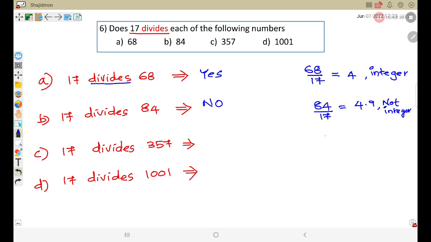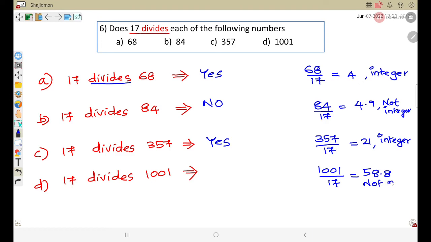Now, 17 divides 357. So, you can check 357 divided by 17. What answer are you getting? 21. 21 is an integer, correct? So, what answer are you writing? Yes, it can divide. Now, lastly, 1001 divided by 17. What answer are you getting? Not an integer, correct? 58.8, not an integer. So, we can write no, it does not divide.